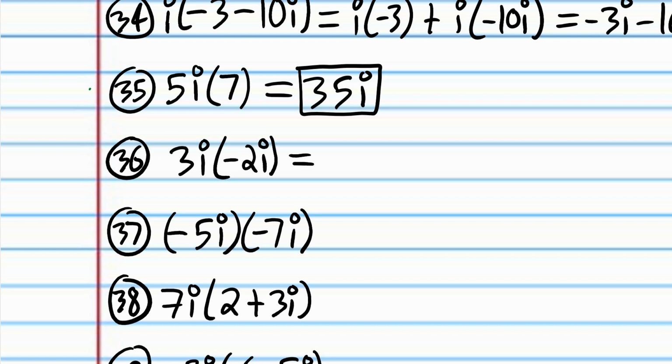Okay, 3i times negative 2i. 3 times negative 2 is negative 6, and then I times I is I squared, obviously. But I squared is just negative 1.